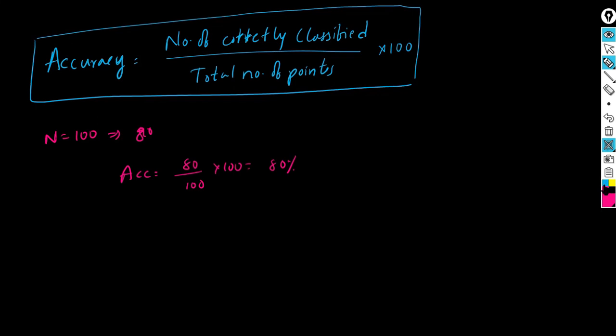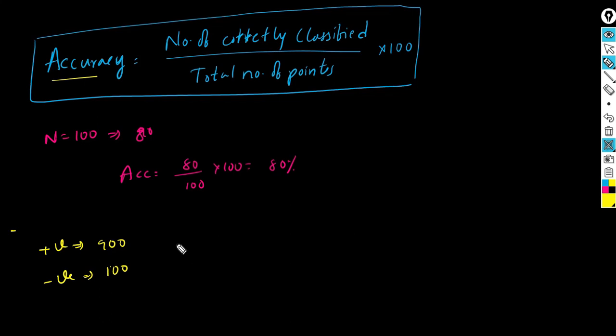80% is the accuracy that we get here. Let's see some disadvantages of accuracy also. Let's see those things. Basically we have more problems when the data is imbalanced data. Imbalanced data means, suppose for the positive class we have 900 points and for the negative class we have 100 points.